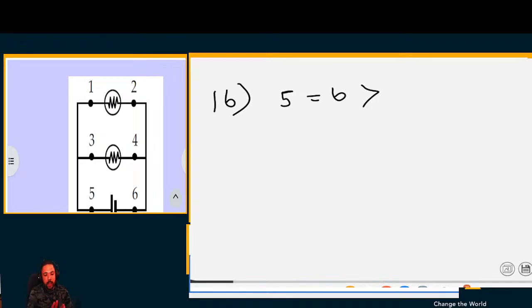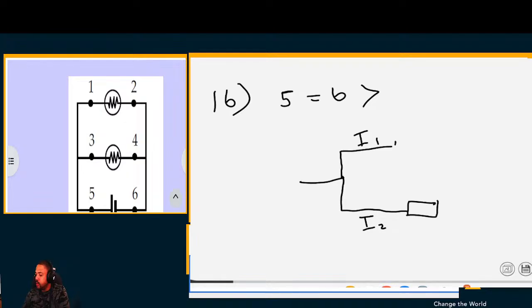When the current splits into two, let me just draw it here. Let's say the current splits into these two. The current here, let's call it I1, and this one I2. Let's say this is a resistor here, and that's another resistor. The current at this point and the current at this point is exactly the same. Since these two resistors R and R are exactly the same, the current is split equally, meaning the current going in their direction there, I1 and I2, is also the same.